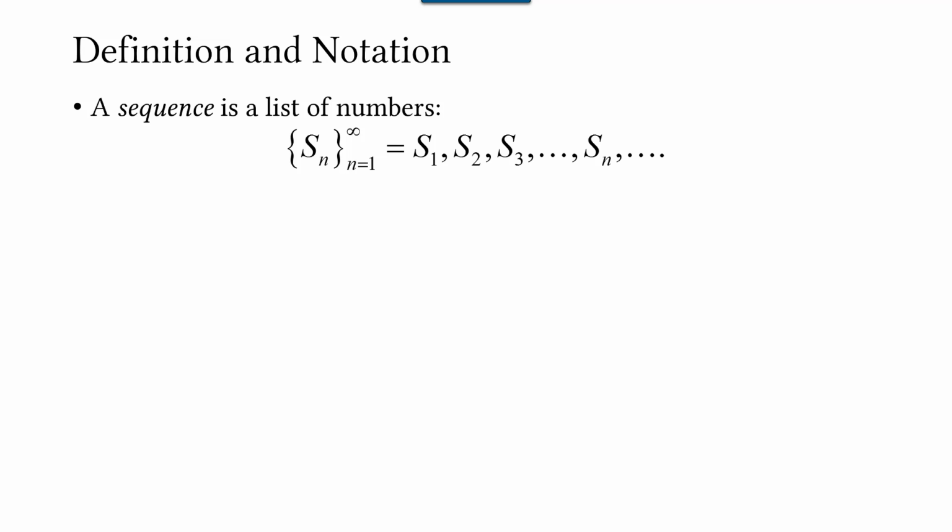We often use curly brackets around some S sub n to indicate some formula that'll generate the sequence depending on the value of n. To indicate that it's just a list of numbers, we have commas in between S1, S2, S3, and so on, with the 3 dots indicating all terms in between S3 and Sn, and then the 3 dots after the Sn, indicating that the process continues forever.